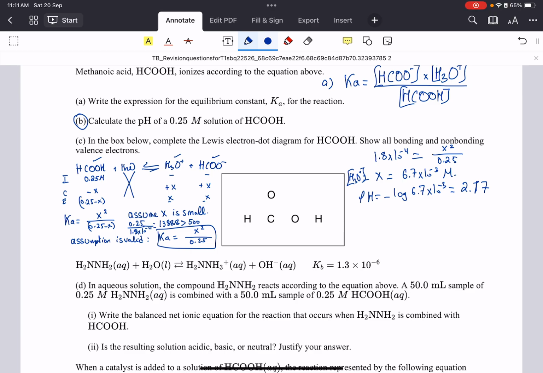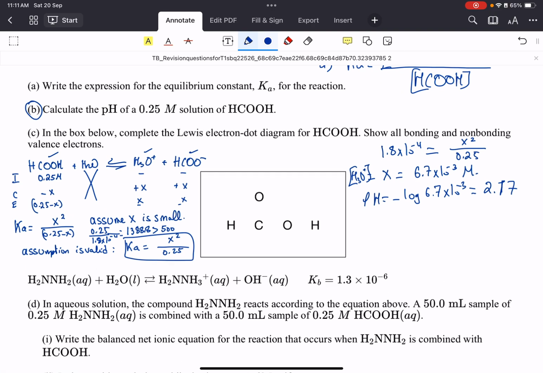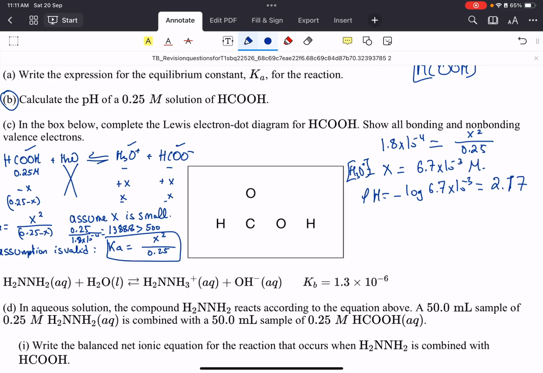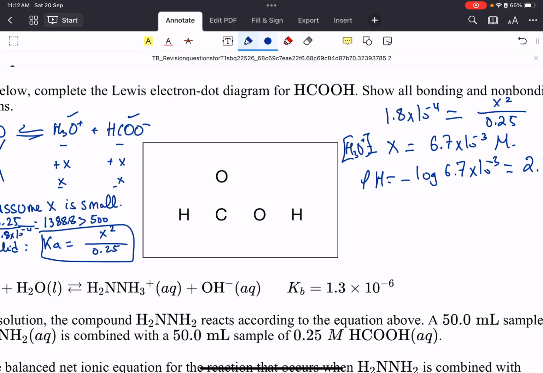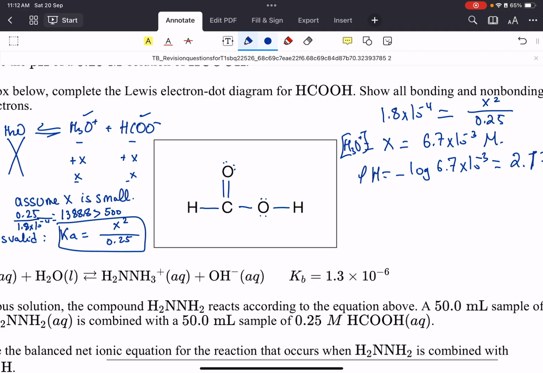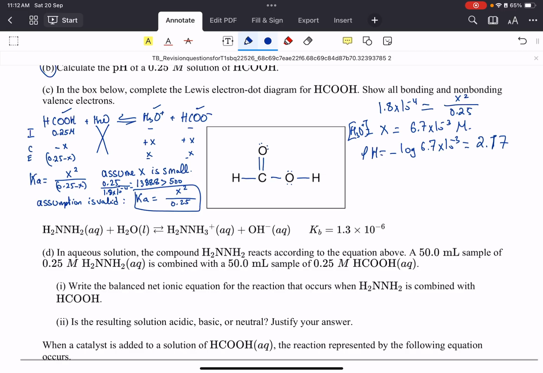Now moving on. In the box below, complete the Lewis dot diagram of HCOOH. Show all the bonding and the non-bonding valence electrons. I didn't remove this question because you already took it last year. So there are lone pairs and a double bond with the O. But I'm not going to include this question in your quiz. However, I didn't remove it because this is something that you know.